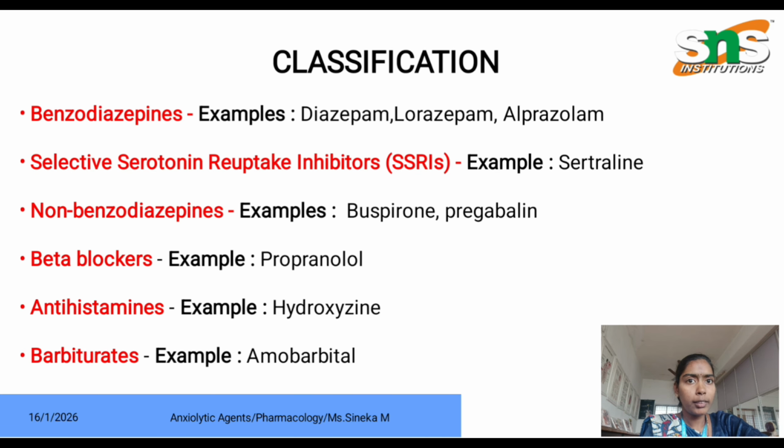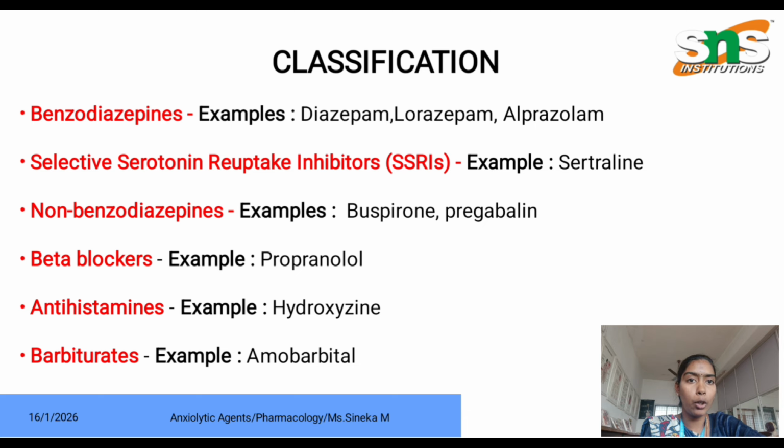Classification. The first one is benzodiazepines. Benzodiazepines increase the gamma-aminobutyric acid to calm the brain. Examples: diazepam, lorazepam and alprazolam. Selective serotonin reuptake inhibitors. Example: sertraline. These medications work by increasing the serotonin.